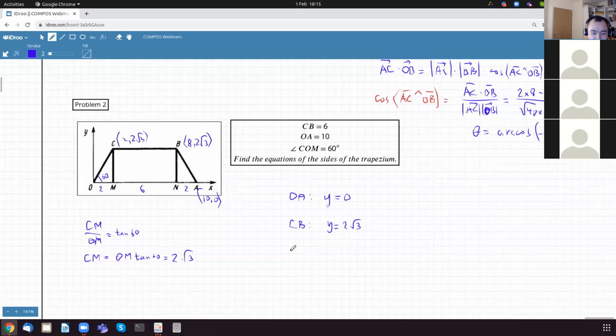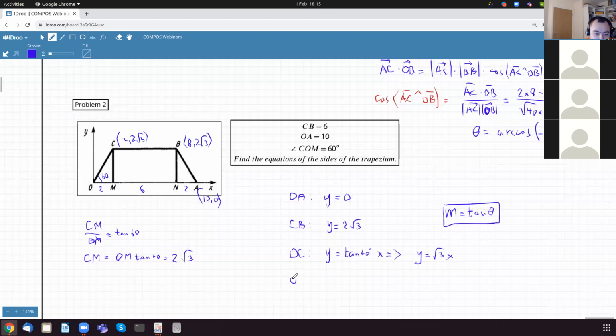So for OC, it is y is equal to tan 60 multiplied by x. This is because m is tan theta. That's an important thing to remember. So it simply means that y is equal to square root of 3 x.